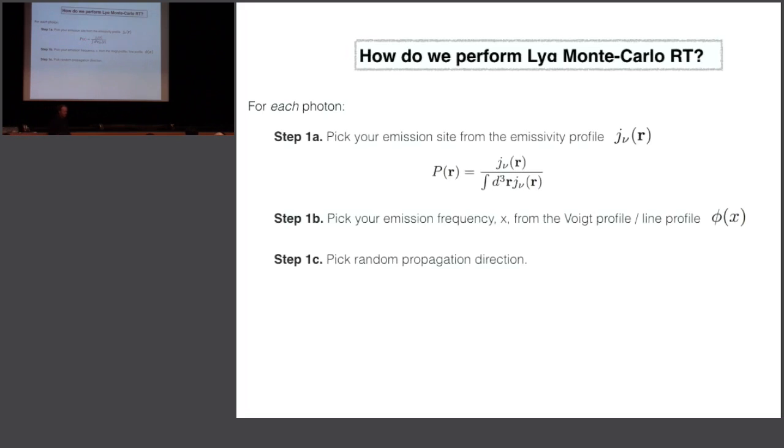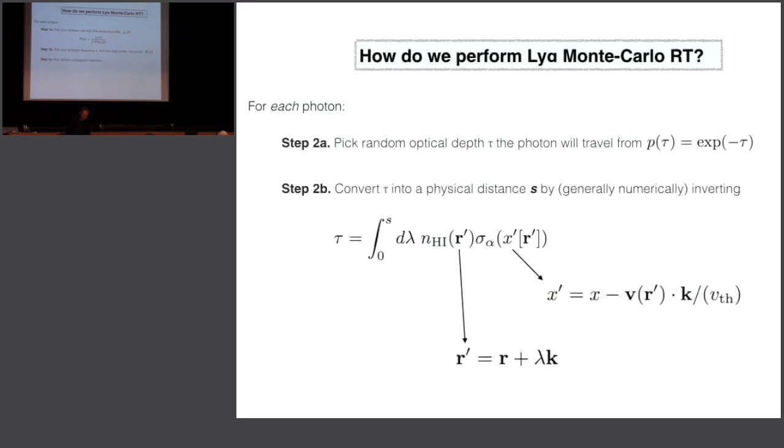Second thing you would do is pick a random frequency. We pick that from the Voigt function. Now, the Voigt function cannot be inverted either, at least I can't, analytically. So again, we apply the rejection method. And you pick a random direction, right? And you can just pick any arbitrary direction when you emit it.